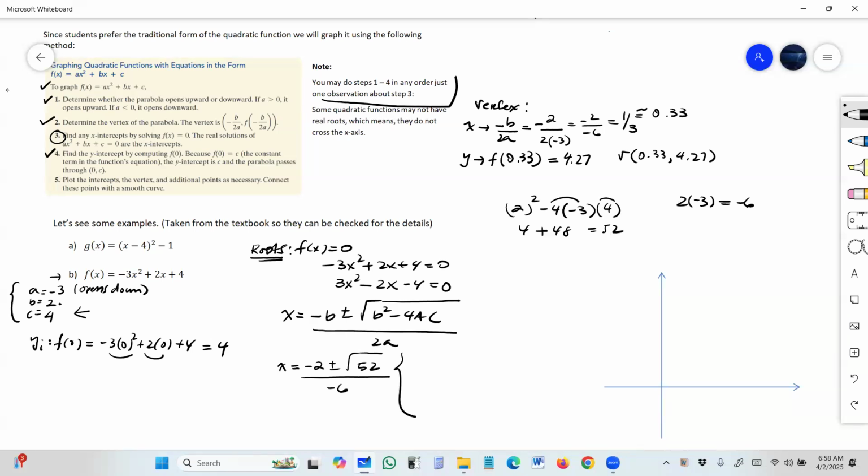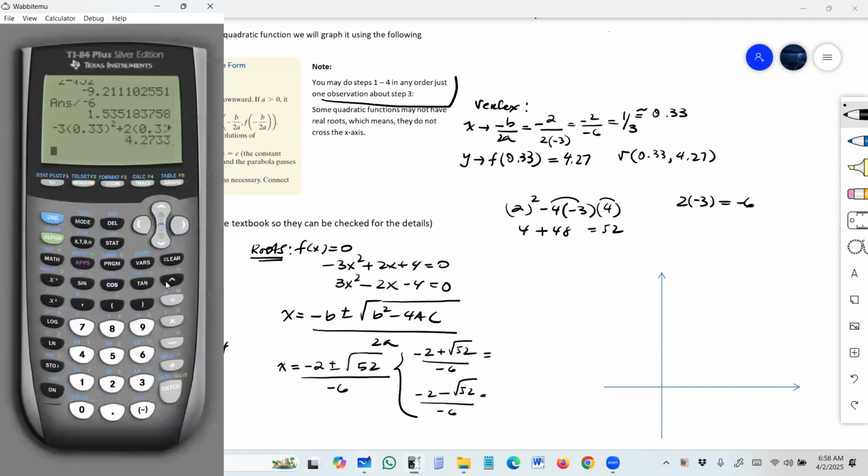So I'm going to have two values coming from here. I'm going to have the -2 plus radical 52 over -6, and I'm going to have the -2 minus radical 52 over -6. I have to find each one, right? And I'm going to do that using the calculator. And you have access to the calculator on the exam. So here we go.